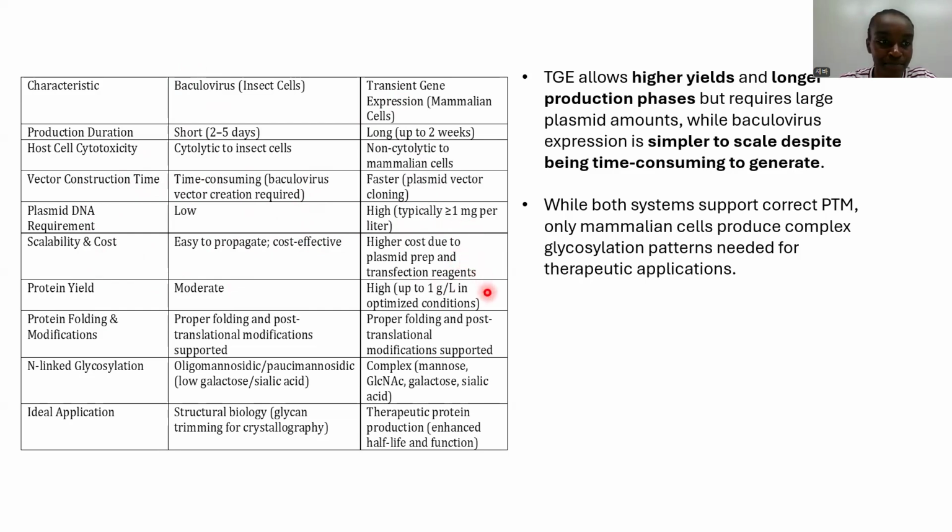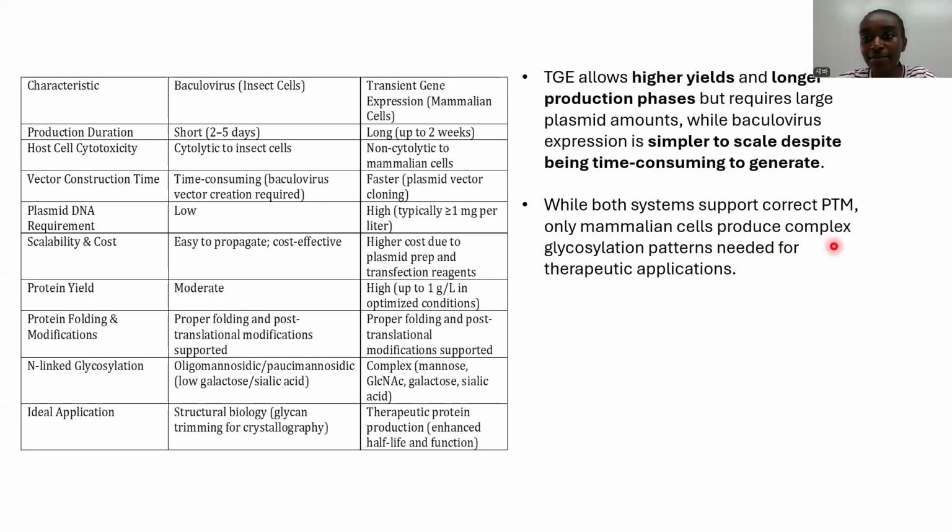And the protein yield for both is moderate to high. But the common thing between the two is that both support post-translational modifications, and hence they can both be ideal and can be optimized to be used in recombinant protein production.